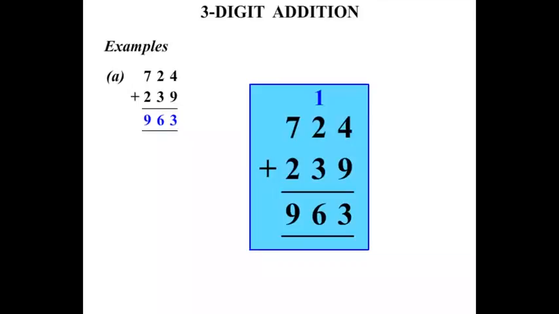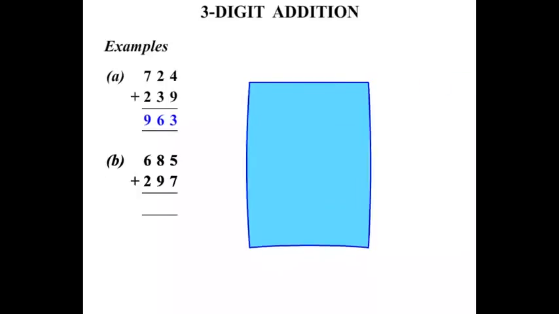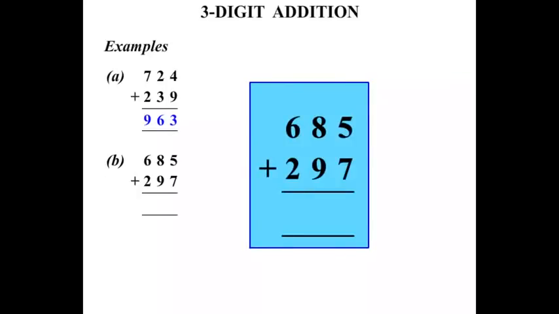Too easy. Part B, 685 plus 297. Again, let's bring some working out space and write down the question. Again, make sure that we identify, yes, we are adding in this case. So 5 plus 7 is 12. Write the 2 down and carry the 1.